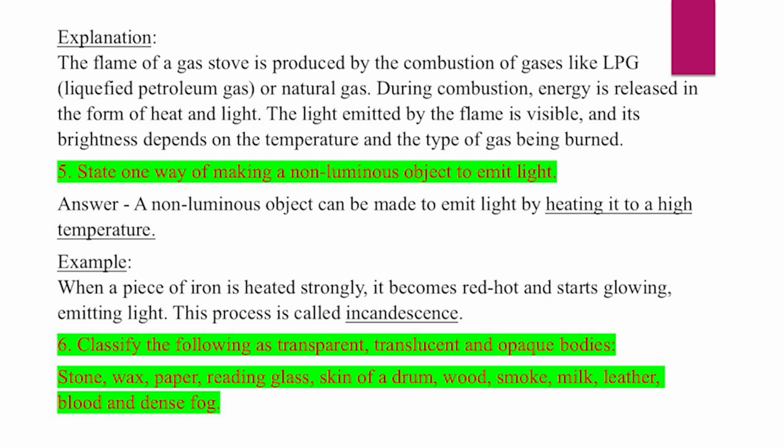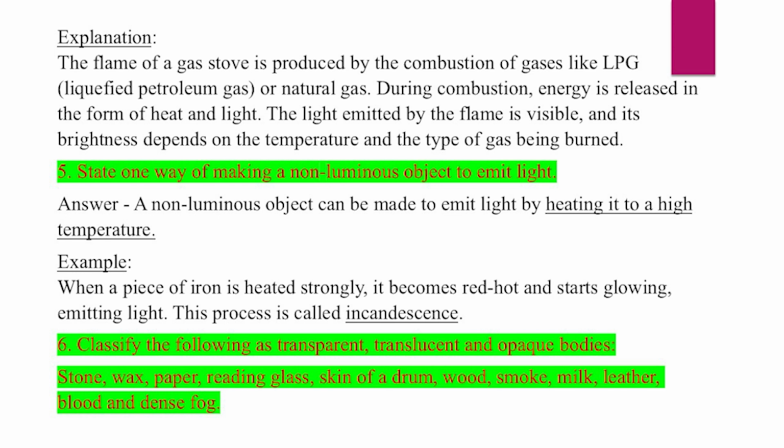Explanation: the flame of a gas stove is produced by the combustion of gases like LPG, liquefied petroleum gas, or natural gas. During combustion, energy is released in the form of heat and light. The light emitted by the flame is visible, and its brightness depends on the temperature and the type of gas being burned.